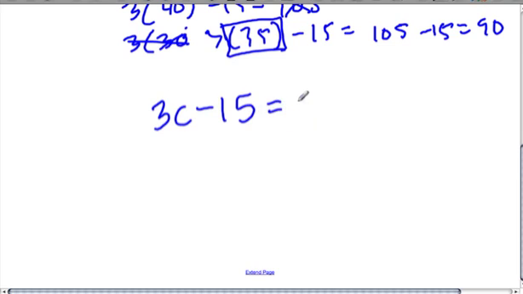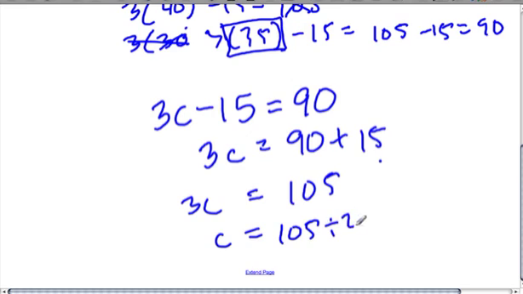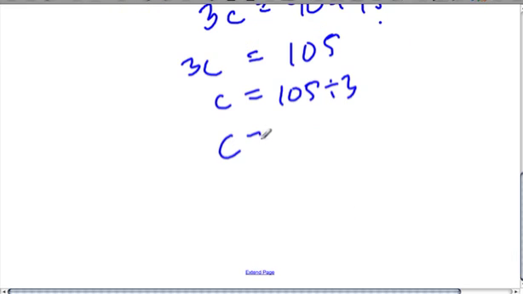3C minus 15 equals 90. And again, we're going to use inverse operations. We're going to say that 90 plus 15 would be 3C. So 105 equals 3 times C, and 105 divided by 3 would give me C. So C would have to be 35.